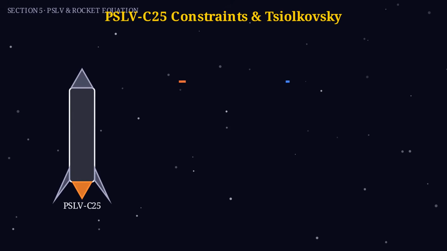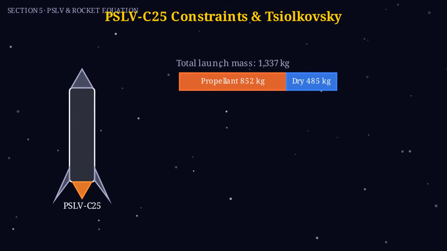PSLV-C-25 placed Mangalyaan into a 250 by 23,550 km elliptical parking orbit. The spacecraft's total launch mass was 1,337 kilograms. 852 kilograms of propellant and 485 kilograms dry mass. The onboard liquid apogee motor produced 440 newtons of thrust at a specific impulse of 308 seconds.